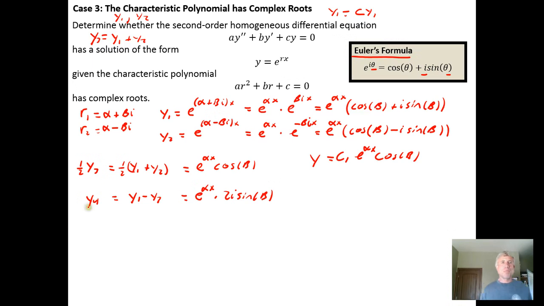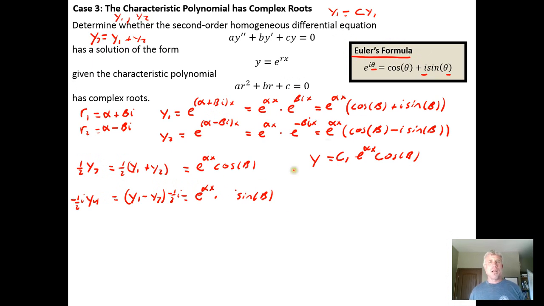And any scalar multiple of y sub 4 is also a solution. So I can multiply this by negative 1/2 i. And i times i is i squared is negative 1. So we get negative 2 times negative 1/2 is 1. So that tells me that e to the alpha x times sine beta is a solution.